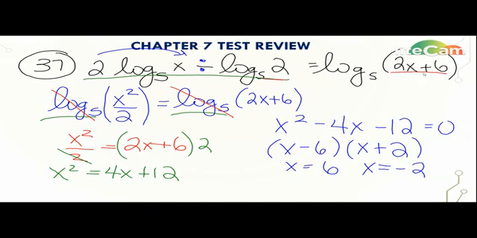Guess what? That negative 2 will work there, and I don't care about it there, but it will not work there. Negative 2 is going to give me an error in the calculator. So the answer is x equals 6. You better check all of your solutions in the log to make sure it doesn't give you an error. That's very important.